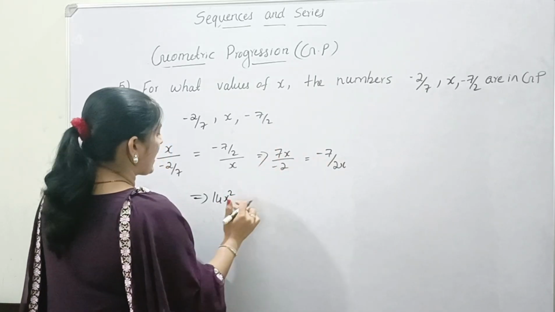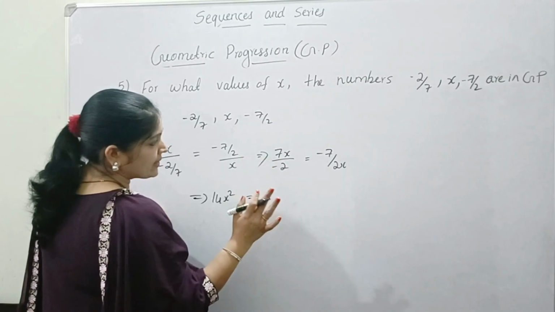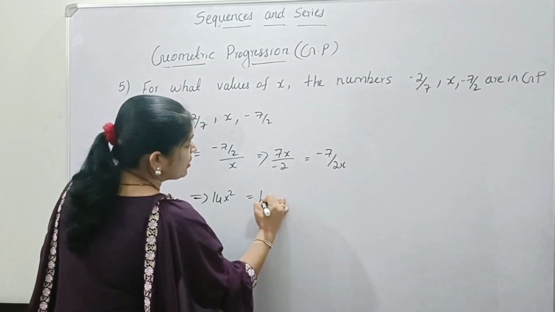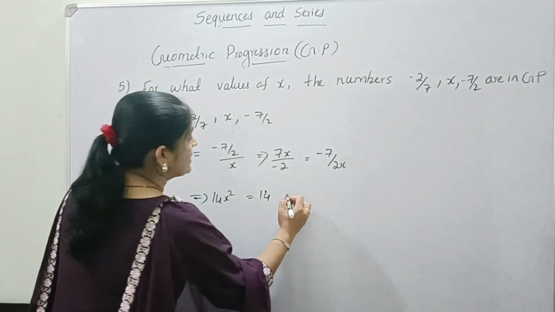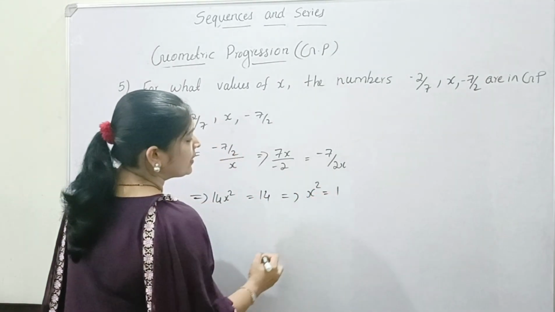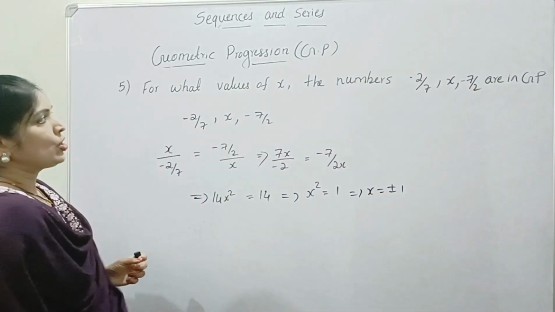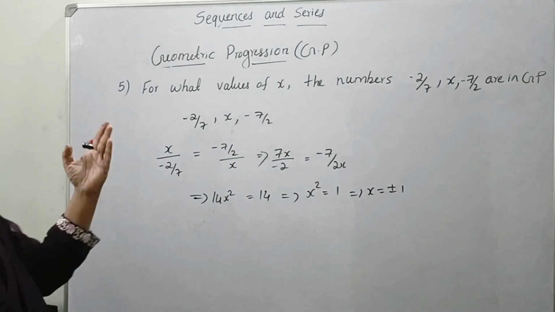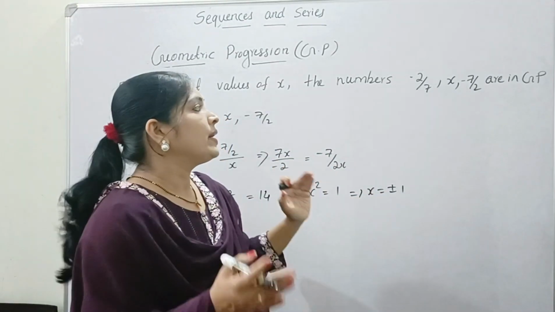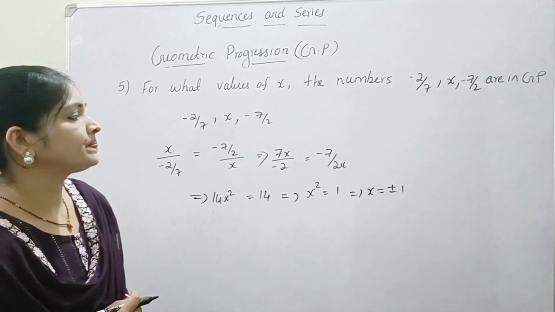Here minus minus will cancel, right? In both sides minus are there, so it will cancel. So 2 into 7, 14. That implies 14 will cancel, so x square is equal to 1. That implies x is equal to plus or minus. So for what values of x these numbers are in GP? Plus 1 or minus 1. Okay, two values are there.